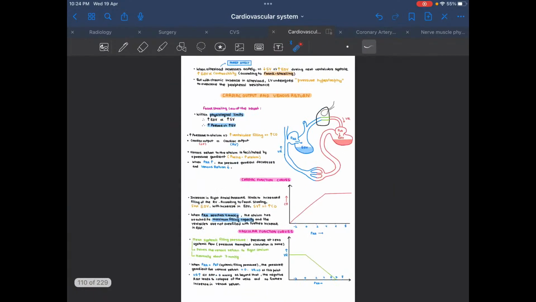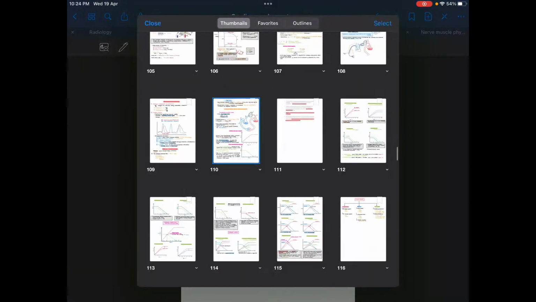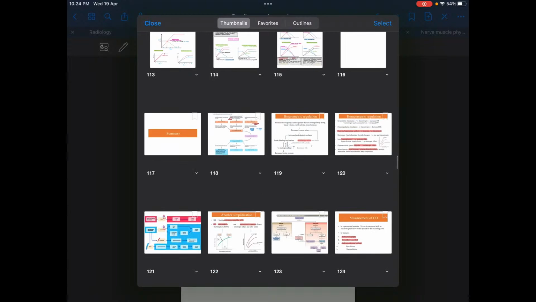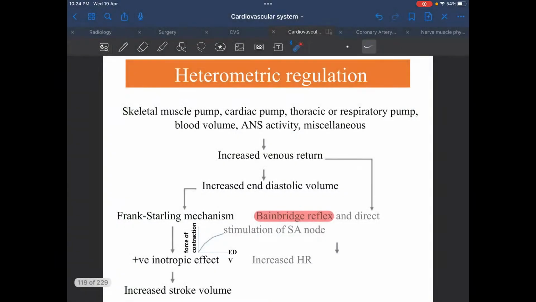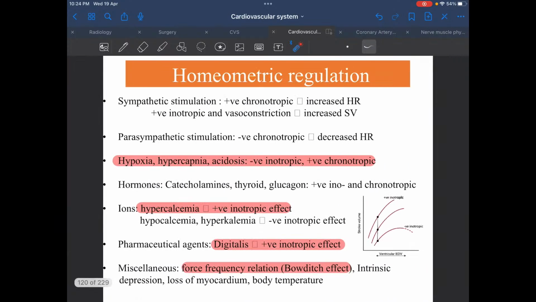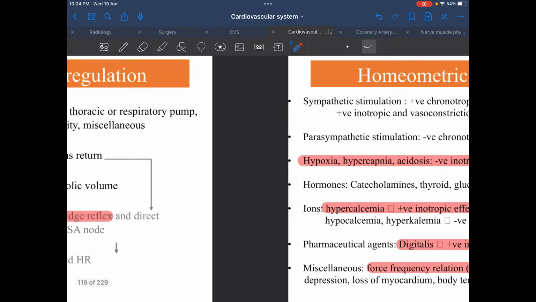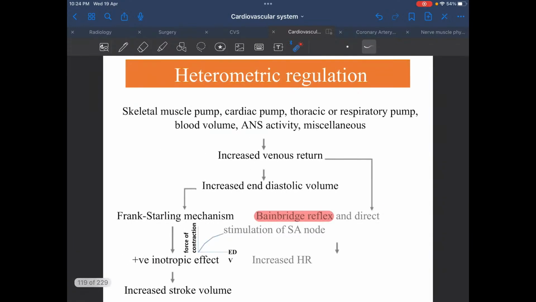Okay. Now let's move on. So we've already seen the heterometric regulation. We had studied the heterometric regulation a lot. That included the skeletal muscle pump, the cardiac pump, the thoracic pump, blood volume, ANS activity, miscellaneous. We discussed all about the heterometric regulation as well. And in heterometric regulation, obviously, whenever there's going to be an increase in the venous return, it's going to increase the end-diastolic volume. And what is that going to kick in?